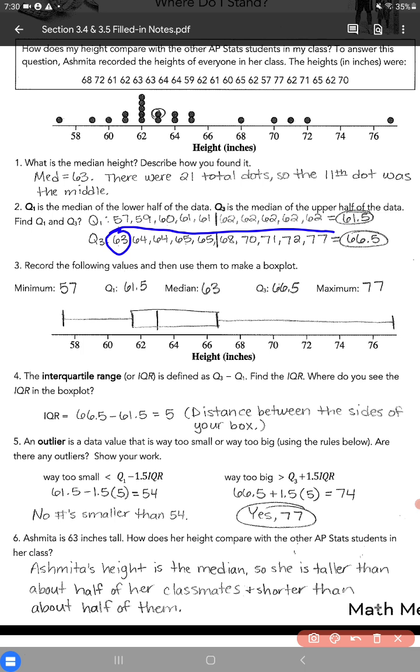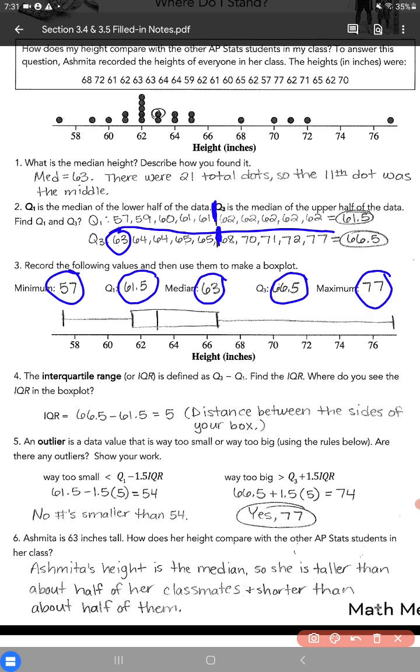That is the first quarter of your data. So Q1, if I split this first half of the data in half, is 61.5. Okay, then if I look at the second half of the data and I split it in half, that falls between 65 and 68. That is 66.5. So what I've done is I've split my data into 4 pieces. The middle was at 63. The first quarter of the numbers fell at or below 61.5. The third quarter of numbers fell at 66.5. And then I can give you your max and your min.